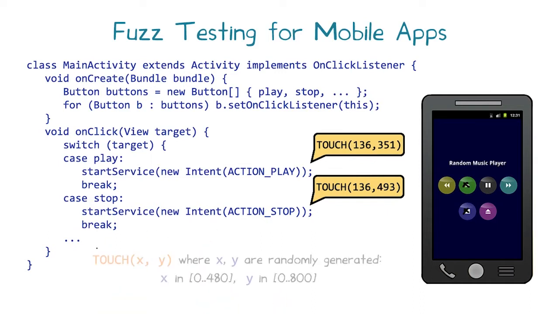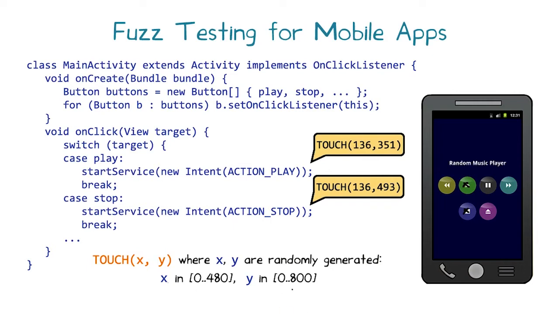The Monkey tool generates touch events at random pixels on the mobile device's display, choosing the x and y coordinates within ranges appropriate to the mobile device being tested. For instance, on a device with a 480 by 800 pixel display, the x-coordinate is chosen in the range 0 through 480 and the y-coordinate is chosen in the range 0 through 800.